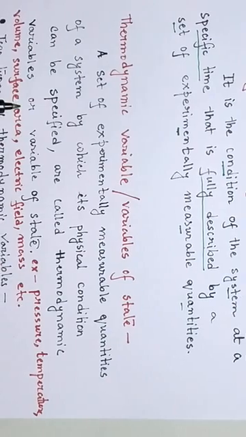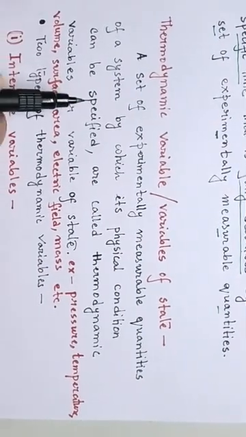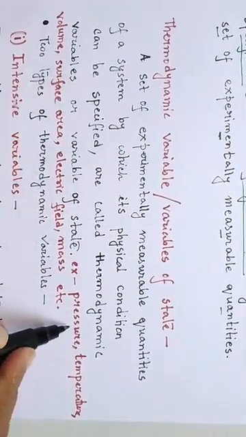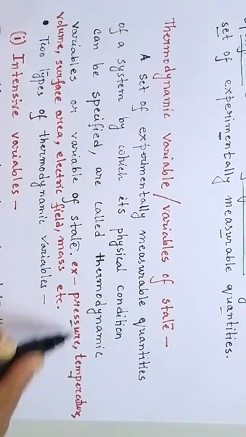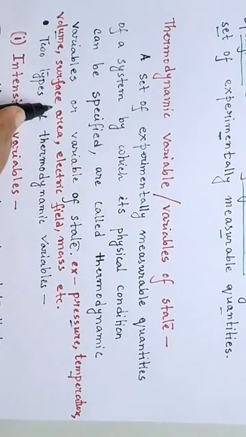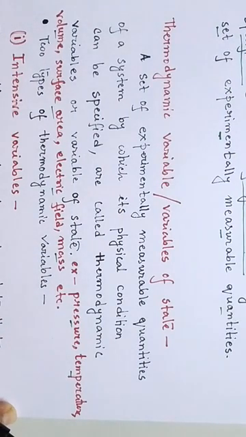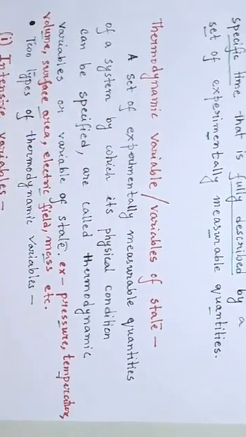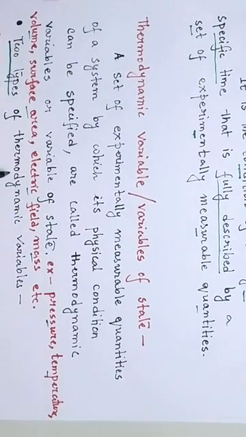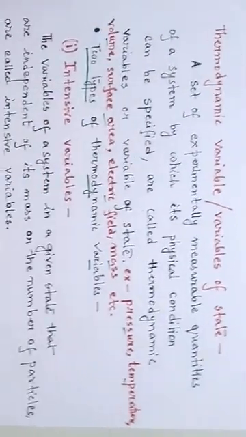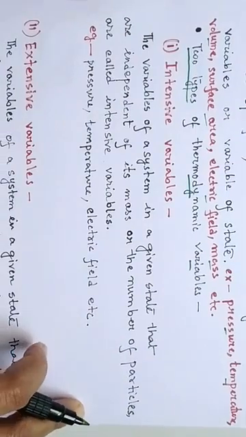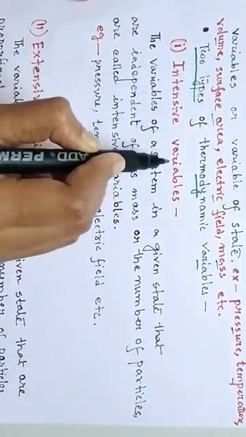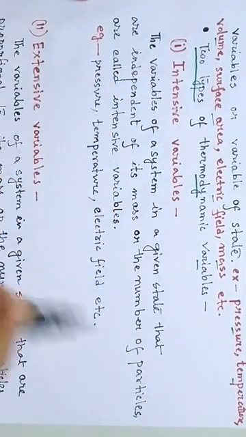Now, what are some examples of these thermodynamic variables or variables of state? The pressure, temperature, volume, surface area, electric field, mass, surface tension, electric charge. These are some examples of thermodynamic variables. Now, there are two types of thermodynamic variables. The two types are the intensive variables and the extensive variables.